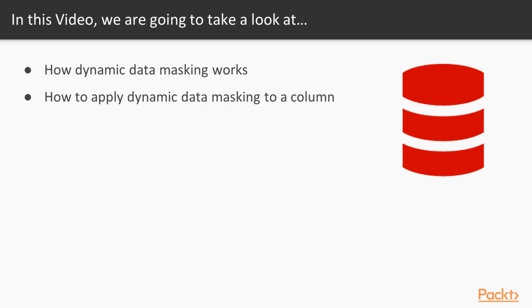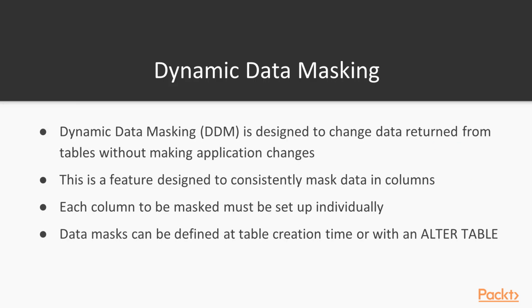In this video, we'll describe how dynamic data masking works to protect and obfuscate some of the data in your system. We'll learn how we can apply this to columns in a table. Dynamic data masking is new in SQL Server 2016 and also in Azure SQL Database, and it's designed to change data returned from queries without actually making application changes or functional changes to the data in the database.